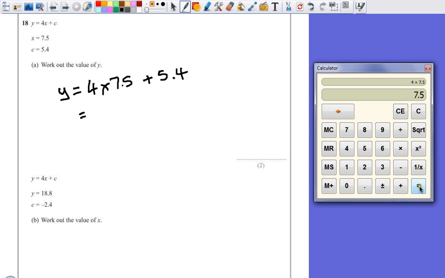I'm going to push equals just to be sure that I've done the multiplication. So that's 30. Add 5.4. The answer I get is 35.4. So that would be my answer, 35.4.